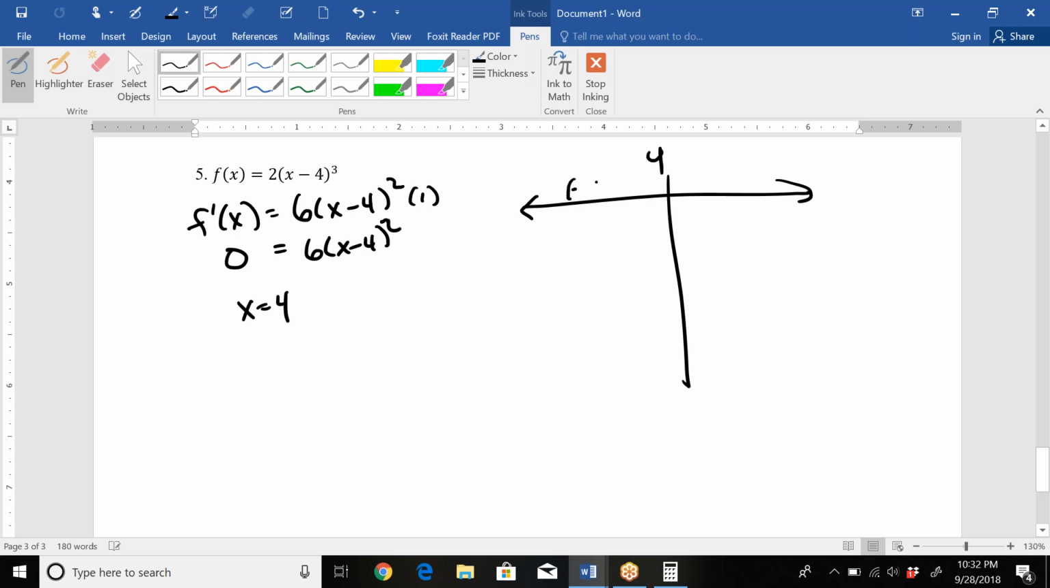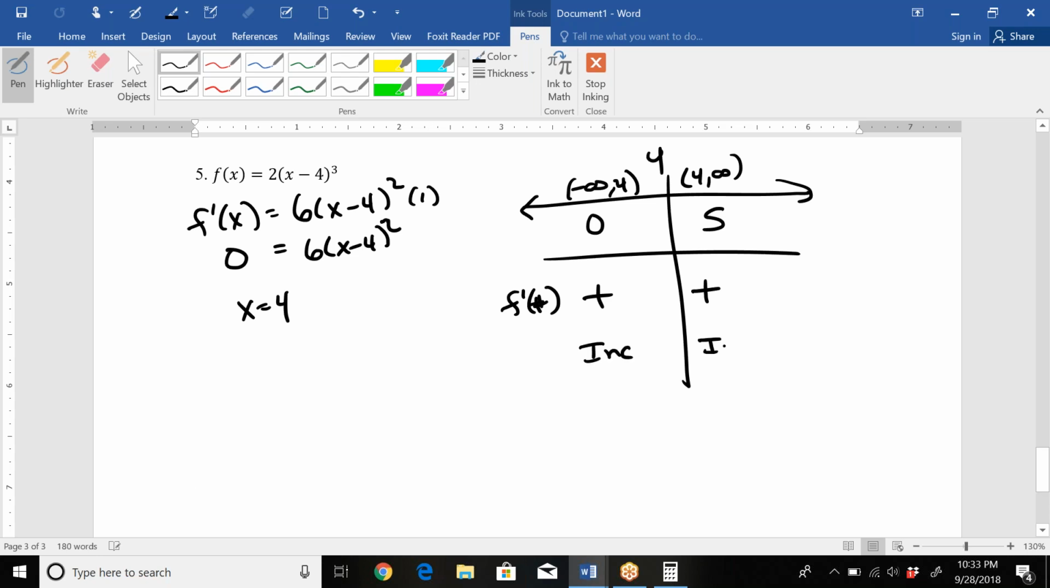So this would be negative infinity to 4, 4 to infinity. Plug in 0 and maybe 5. So f prime of the number. If you plug in 0, you get negative 4 squared, which would be 16 times a 6 is a positive. Plug in 5, that's 1 squared, which is 1 times 6, which is positive. So this is continually increasing, which means this is not a relative max or min. So this one has none for the maxes or mins.